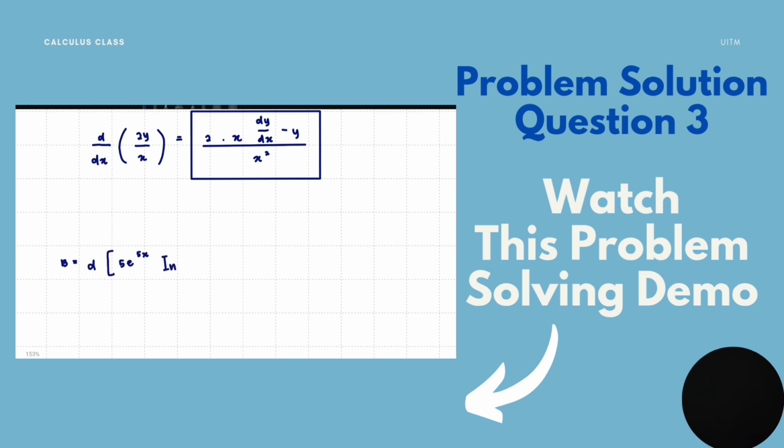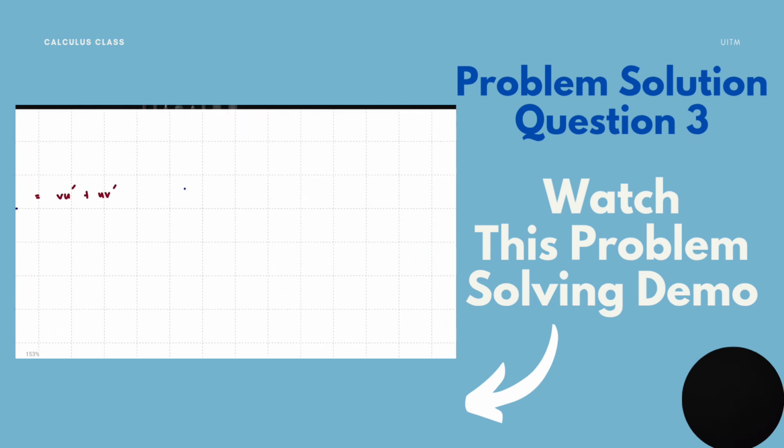For part b, we have d open bracket 5 ln 5x ln cos y over dx. For this part, we have to use the product rule, which is the formula v u prime plus u v prime. We can take the 5x ln 5x for u and ln cos y for v. Then we solve the question.